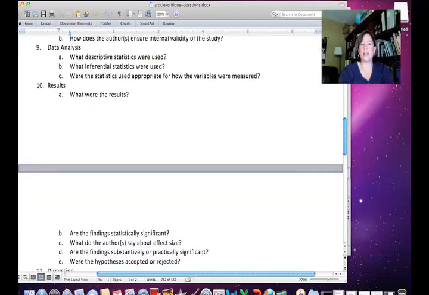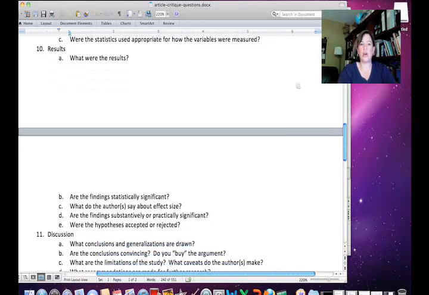Data analysis. What descriptive statistics are used? What inferential statistics are used? Were they appropriate statistics for how the variables were measured? We'll learn a little bit more about that in Module 10. But you can right now comment on what descriptive statistics are used. What are the results? What did the authors or the author find when they ran their data analysis?